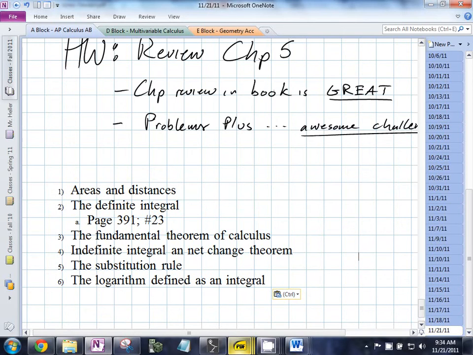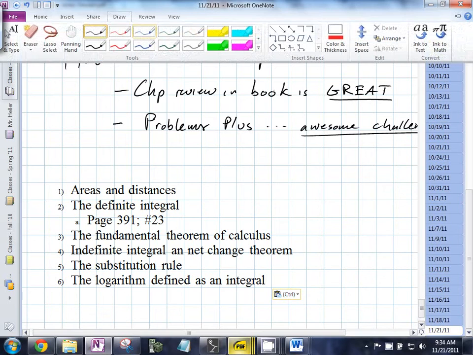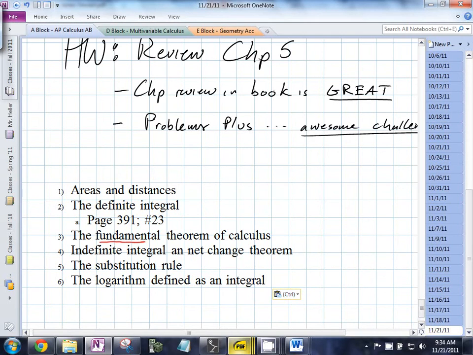Indefinite integral, net change. Indefinite integral, you end up with a function, not a number. Substitution rule. And what did I cross off here? This. Absolutely. Actually, you know what? Since that's text, I should be able to. Voila! Magic. Okay. That's your homework. Bell's going to ring in 2 seconds.